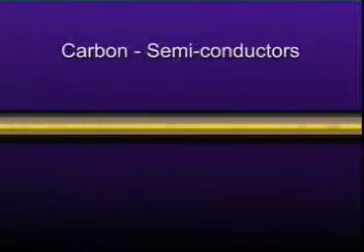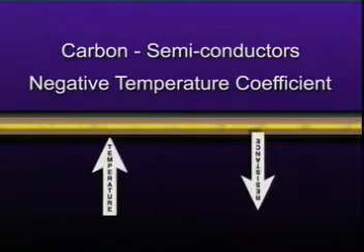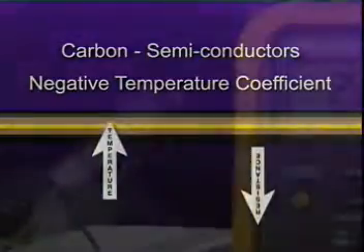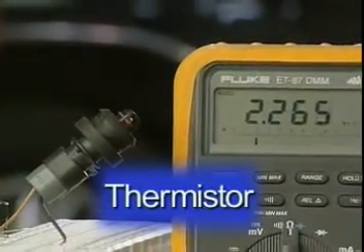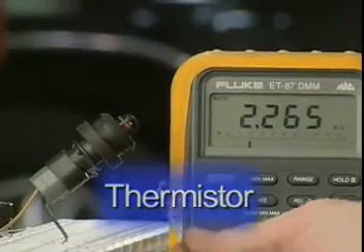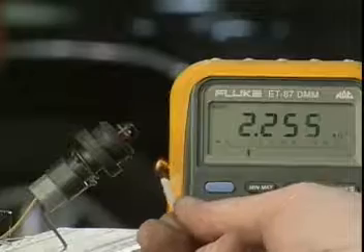Some materials, such as carbon and other semiconductors, may behave in a very different manner. They have a negative coefficient and have lower resistances as they heat up. The air temperature sensor is called a thermistor. This is a resistor that is designed to change with temperature. These are often used in automotive temperature sensing circuits.